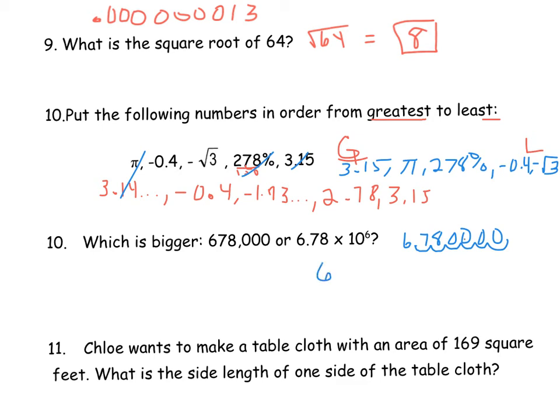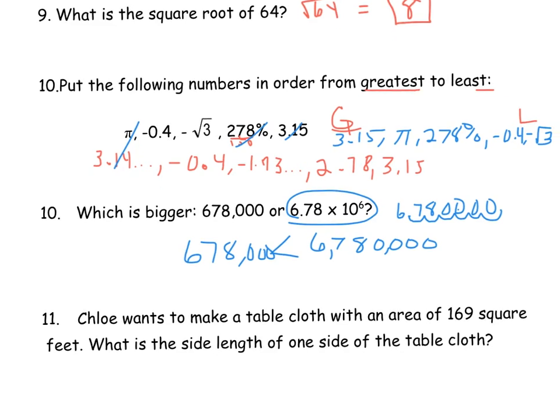1, 2, 3, let me see, 6, 7, 8. And then I have 4 zeros. Let me go ahead and put my place value. Well, this says I have 6,780,000, and I know that that is greater than 678,000. So this is larger.